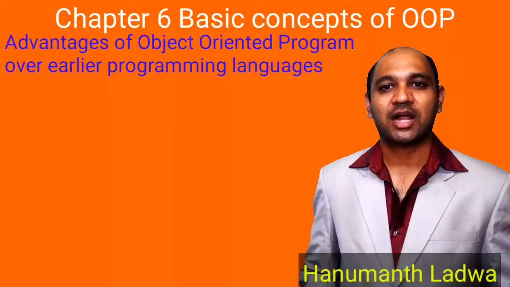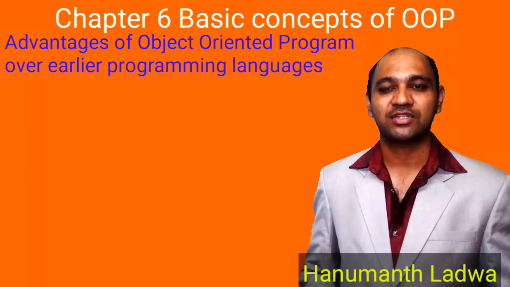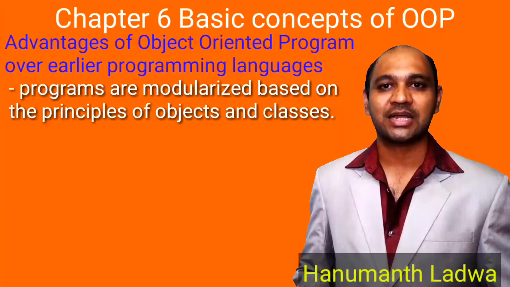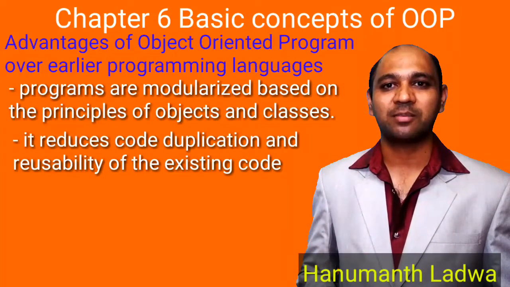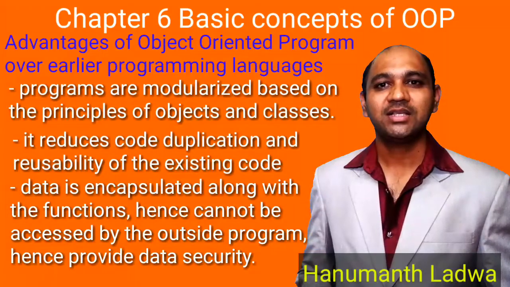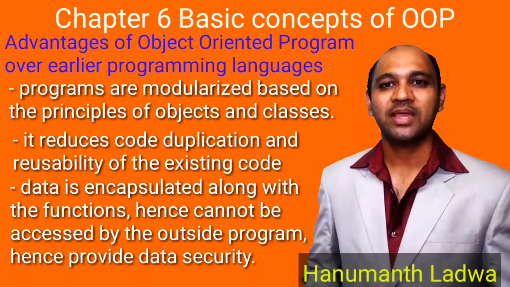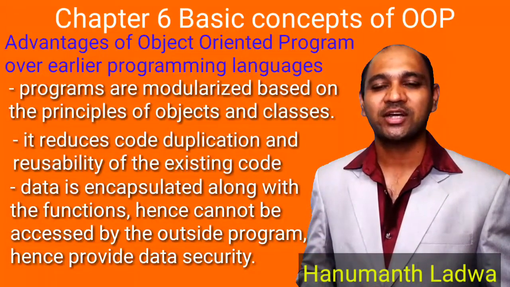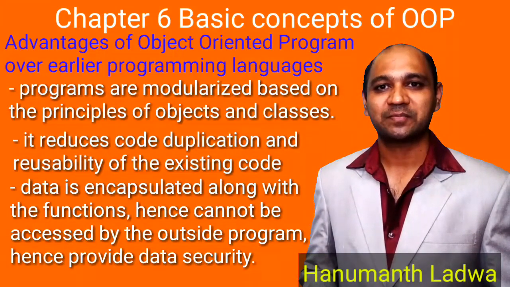Now we'll continue with the advantages of object-oriented programming over the earlier programming languages. The first advantage is that the programs are modularized based on the principles of objects and classes. C++ reduces code duplication and increases reusability of the code. Data is encapsulated along with the functions, and hence it cannot be accessed by the outside program and it is completely insulated within the class. Hence it provides data security.